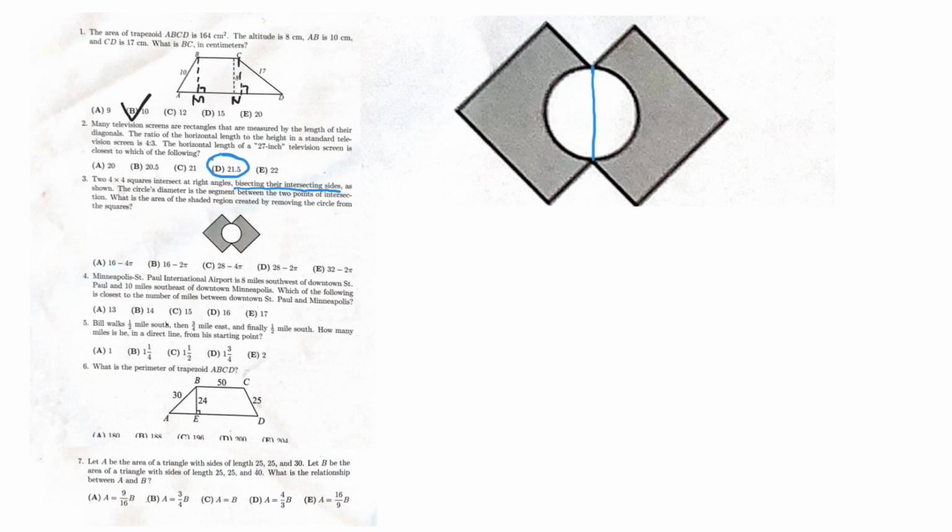Bisect means half of the side. Half of the side is 2 because the side length is 4. Bisecting the intersecting side means this is 2. And the circle's diameter is the segment between the 2 points of intersection. What is the area of the shaded region created by removing circles from the squares? For this one, if we continue drawing, we will have this figure.